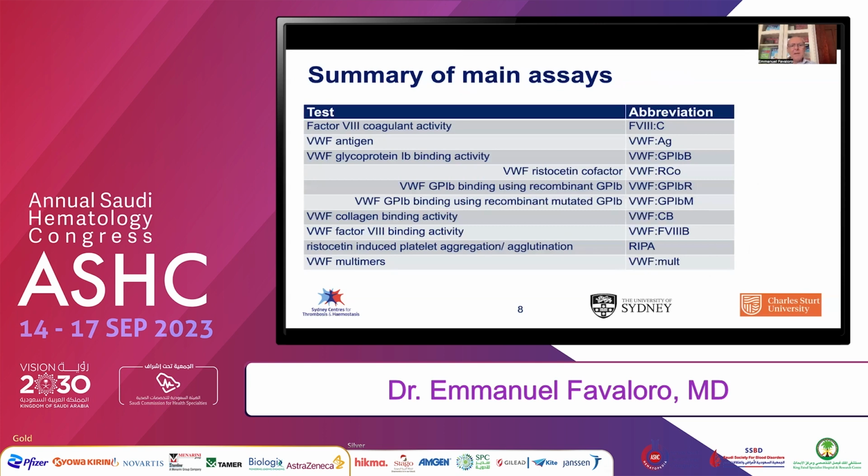If we look at the main assays that are used to diagnose von Willebrand disease, I've just shown you a table here. You have factor VIII coagulant, you have von Willebrand factor antigen, and then you have a number of activity-based assays. The glycoprotein 1B binding activity assays that include ristocetin cofactor, glycoprotein 1B binding using recombinant glycoprotein 1B, glycoprotein 1B binding using recombinant mutant glycoprotein 1B, von Willebrand factor collagen binding, factor VIII binding assay. And then you have the classical ristocetin-induced platelet aggregation, and also you have multimers, VWF multimers.